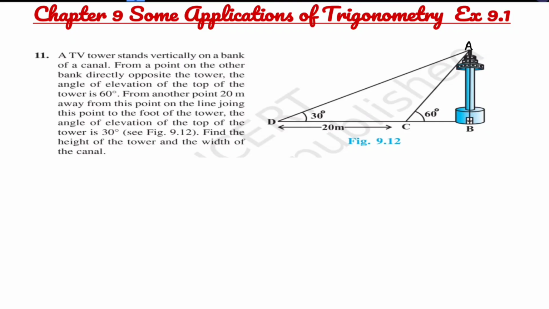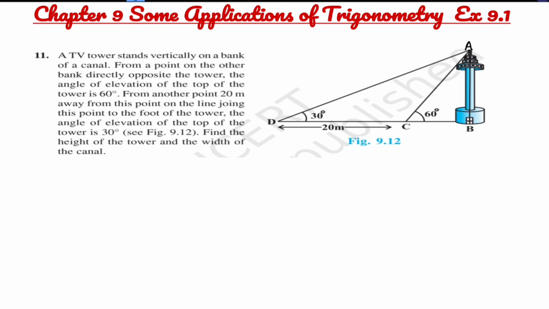Let us today see the 11th question of exercise 9.1, some applications of trigonometry. The question is, a TV tower stands vertically on a bank of a canal. From a point on the other bank directly opposite to the tower, the angle of elevation of the top of the tower is 60 degrees. From another point 20 meters away from this point, on the line joining this point to the foot of the tower, the angle of elevation to the top of the tower is 30 degrees. Find the height of the tower and the width of the canal.